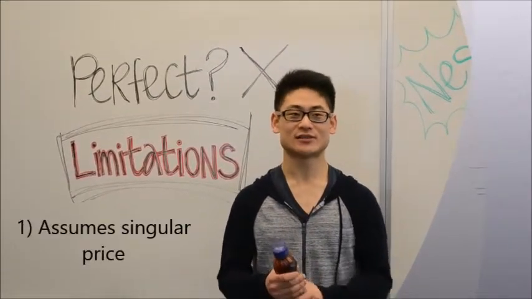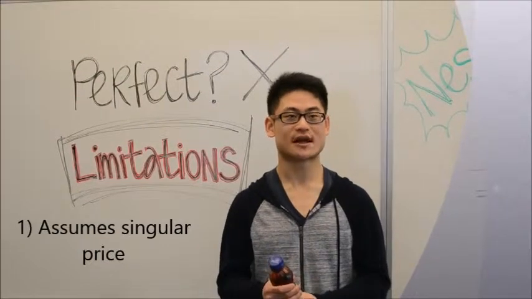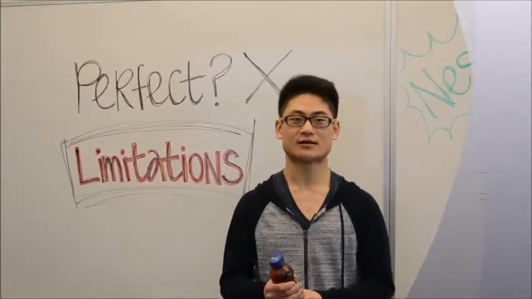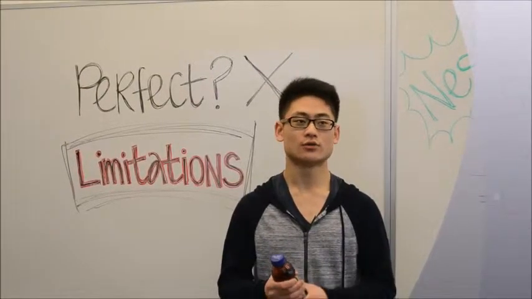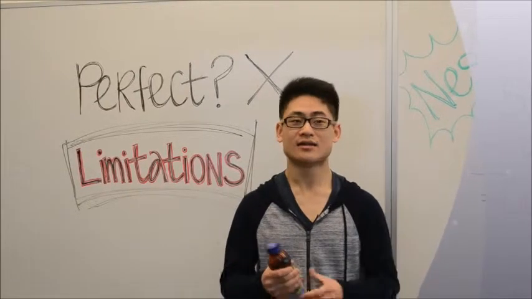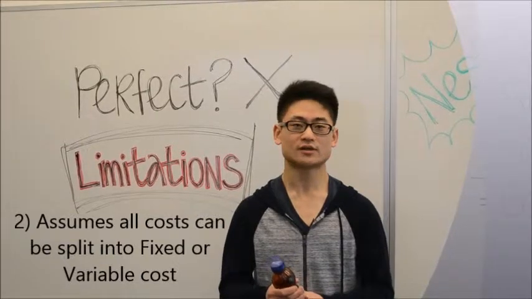First, it's assumed at a singular price. So from our example, Nestea could sell to different retailers at different prices depending on the volume of their purchase. This means the same product will have different contribution margins, which could cause a problem when the company tries to do the break-even analysis.